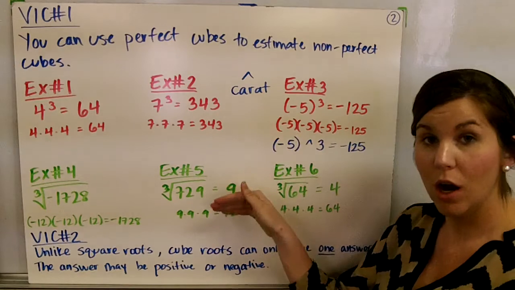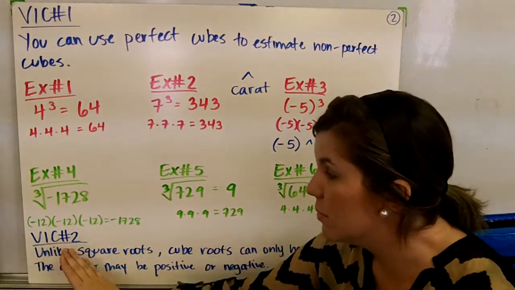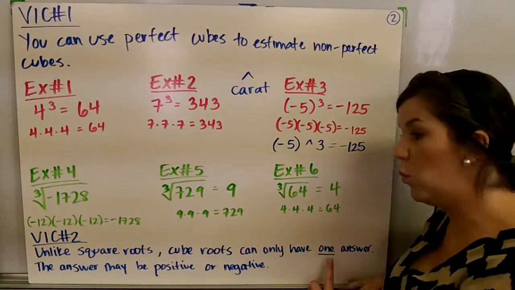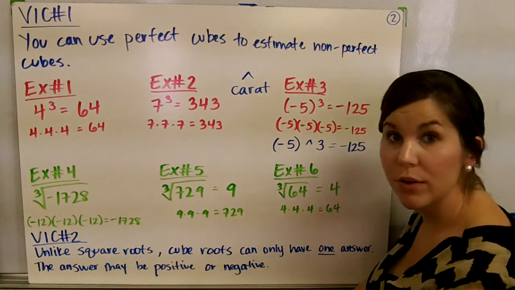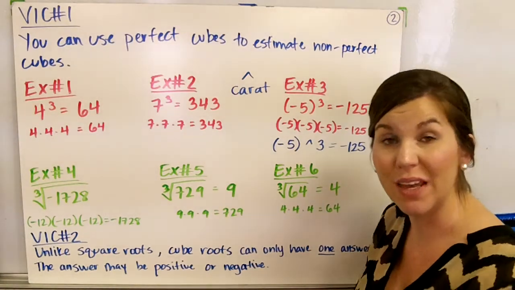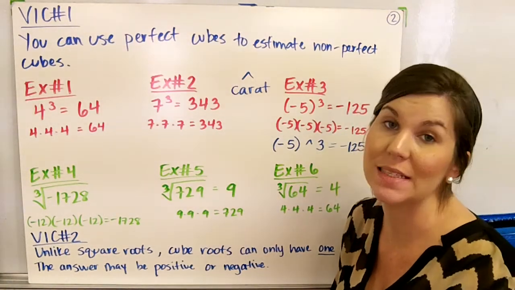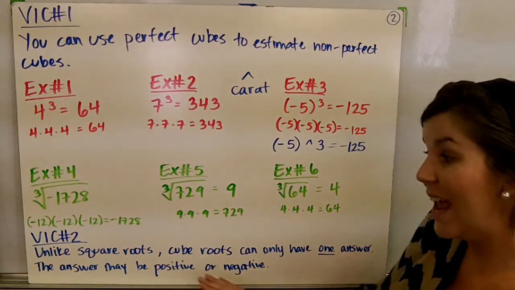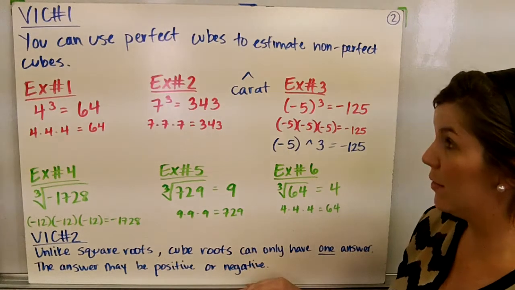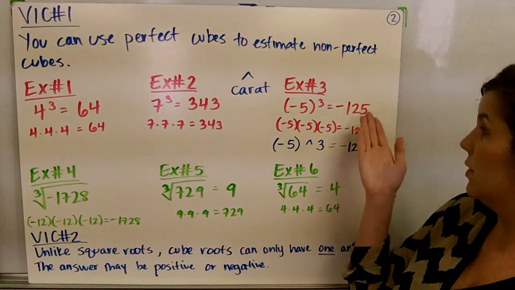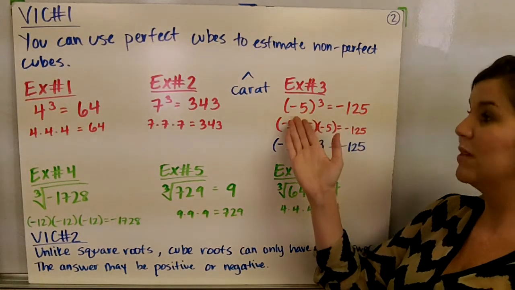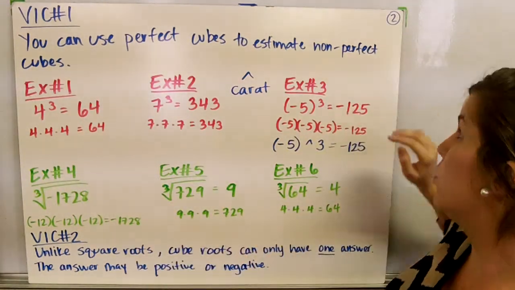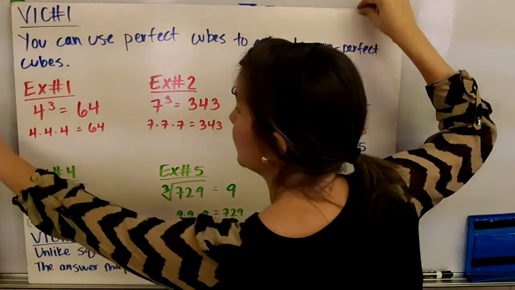Cubes and cube roots are opposites of each other. Vic number 2. Unlike square roots, the cube roots can only have one answer. Square roots, remember, we could have the principal square root and we could have the opposite. So we could have a positive and a negative answer. But for cube roots, you can only have one answer. And it may be positive or negative. Alright, so the cube root of negative 125 was negative 5. The cube root of 64 would be 4. So either a positive or a negative answer, but not both.